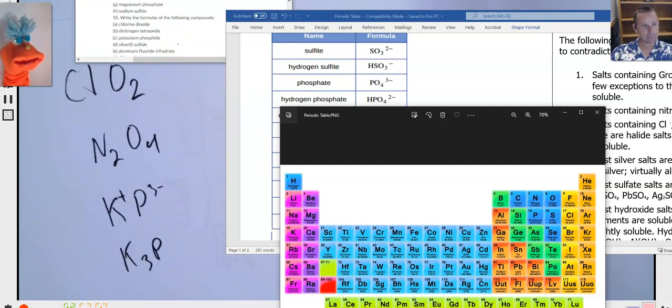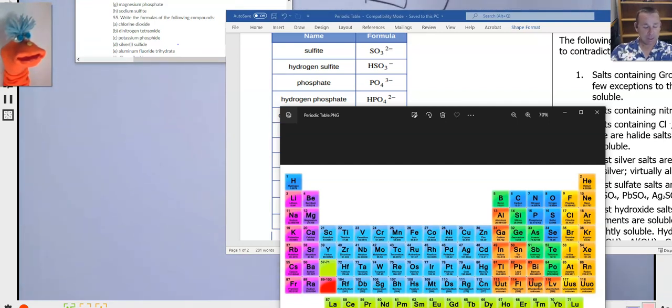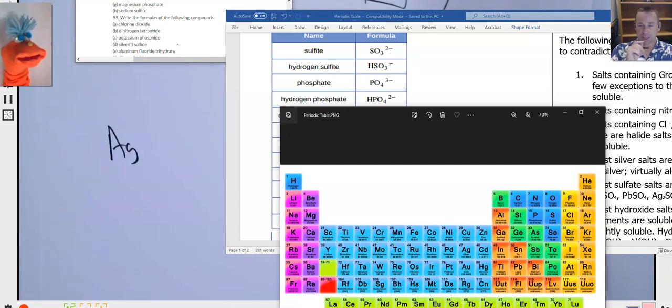Silver(I) sulfide. What's that one? Well, that's what we discussed a little bit earlier. The Roman numeral I tells me that the silver has a +1 charge, because silver is here in the transition metal zone where there is the possibility of multiple charge states. So that 1 told us that the silver had a +1 charge.